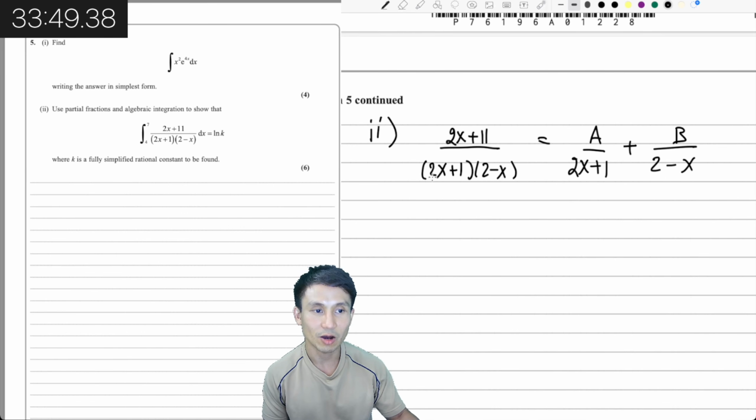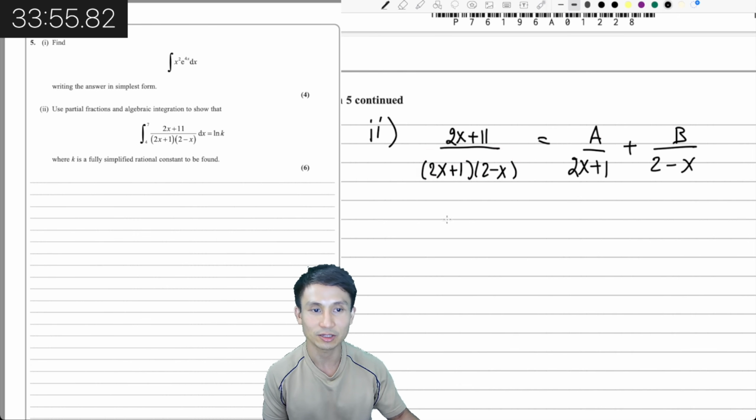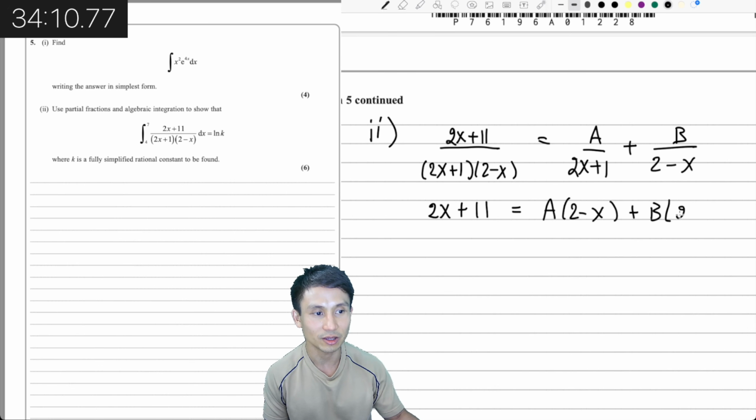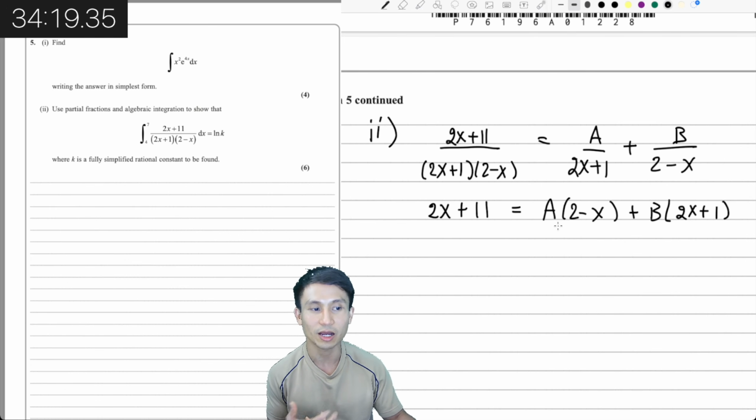Now, if you multiply by the lowest common multiple, which is this guy, across every term in the equation, you get on the left side just 2x plus 11. And then on the right side, 2x plus 1 will cancel with that. So a will be left with just that bracket, and b, similarly, with the other bracket. Like that. So there are mainly 2 ways to do this. You can compare coefficients and work out a and b.